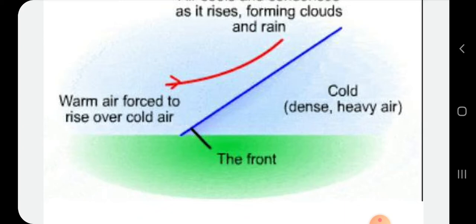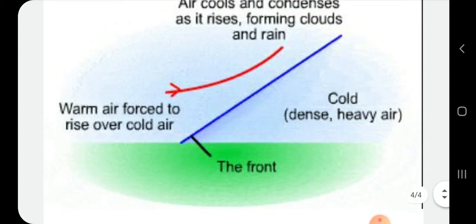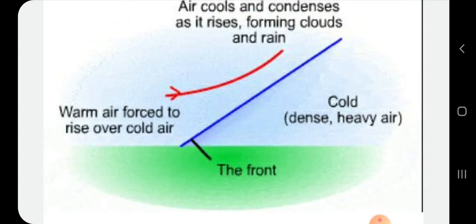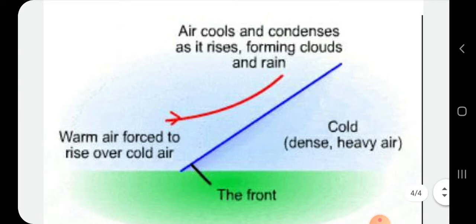The warm wind is lifted upward along this front. See? As the warm air rises, it expands and cools, and the moisture in it condenses to form clouds. And these clouds bring rainfall, and this type of rainfall is known as the frontal rainfall or cyclonic rainfall. Okay.